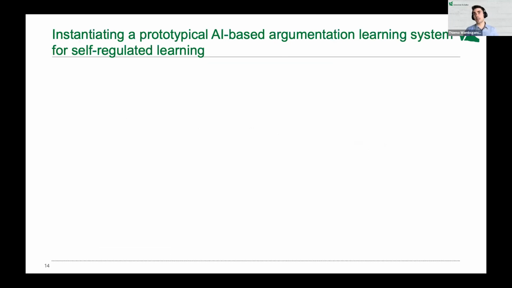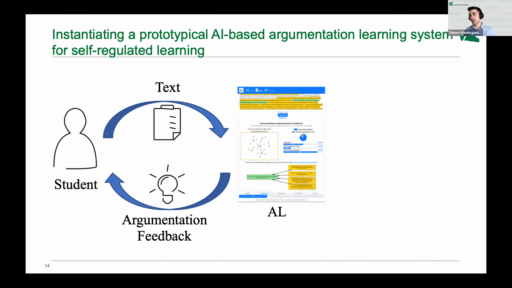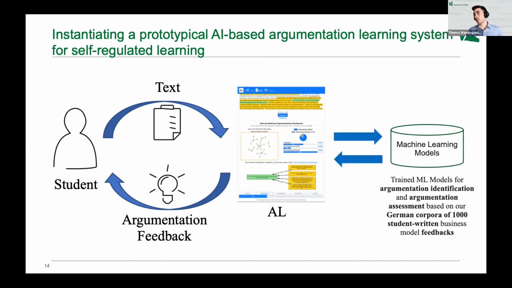The architecture of the system, which we instantiated, looks like this. A student conducts a certain writing exercise and writes a text, and our system provides argumentation feedback based on his or her argumentation skill level. In the backend of our system, we annotated a novel corpora of student-generated text, where we annotated the argumentation level based on claims and premises and their relations. We use this novel corpora to train a machine learning model to identify then the argumentation level of students and provide them adaptive feedback based on student and theory requirements.